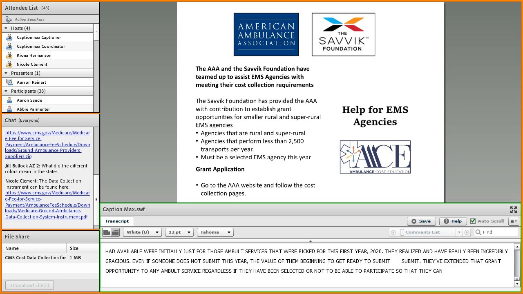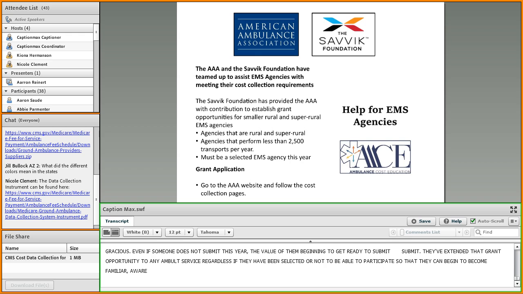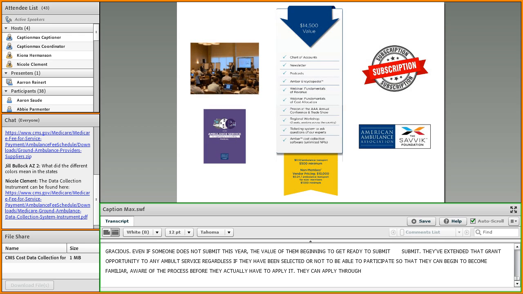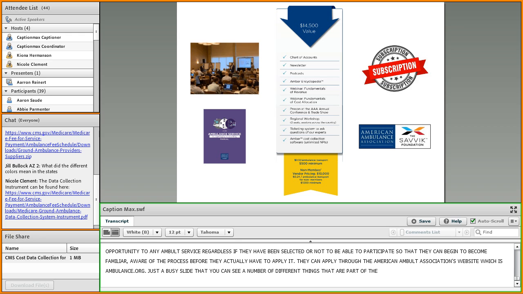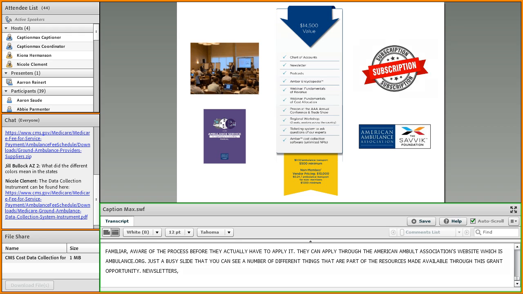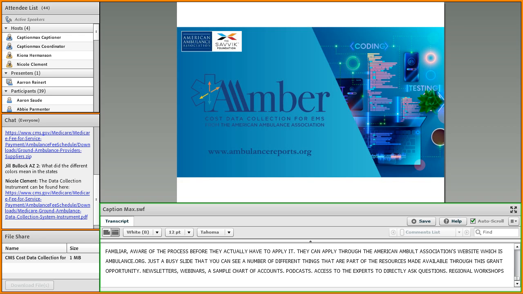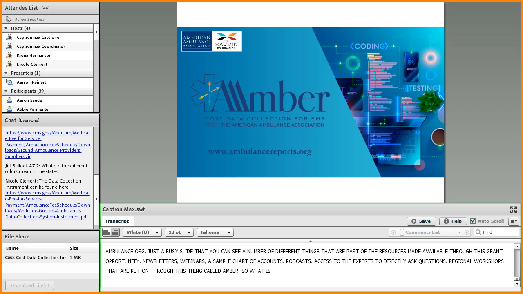The grant dollars they had available were initially just for those ambulance services that were picked for this first year, 2020. They've realized, and have really been incredibly gracious, the importance of, even if someone doesn't submit this year, the value of them beginning to get ready to submit. And so they've extended that grant opportunity to any ambulance service, regardless of if they've been selected or not, to be able to participate so that they can become familiar and aware of the process before they actually have to go live with it. They can apply through the American Ambulance Association's website, which is ambulance.org.